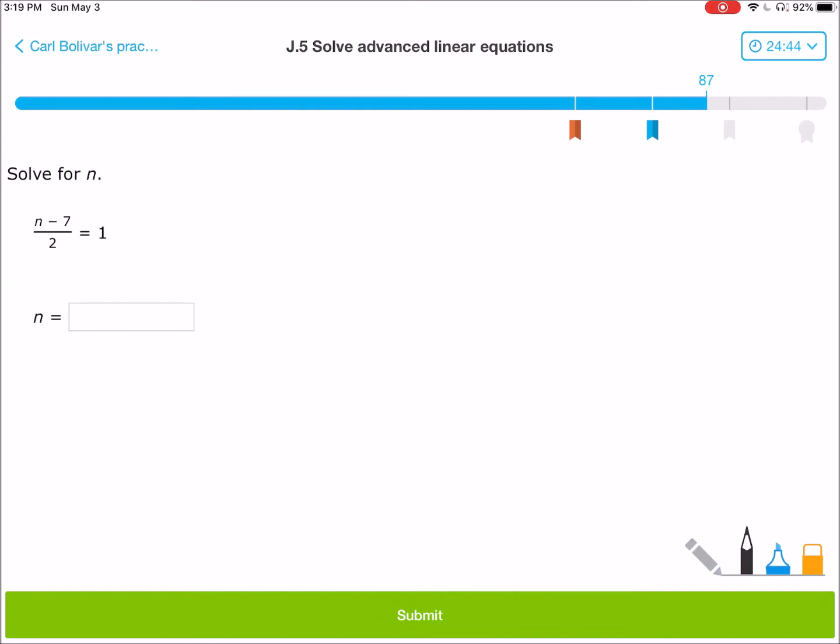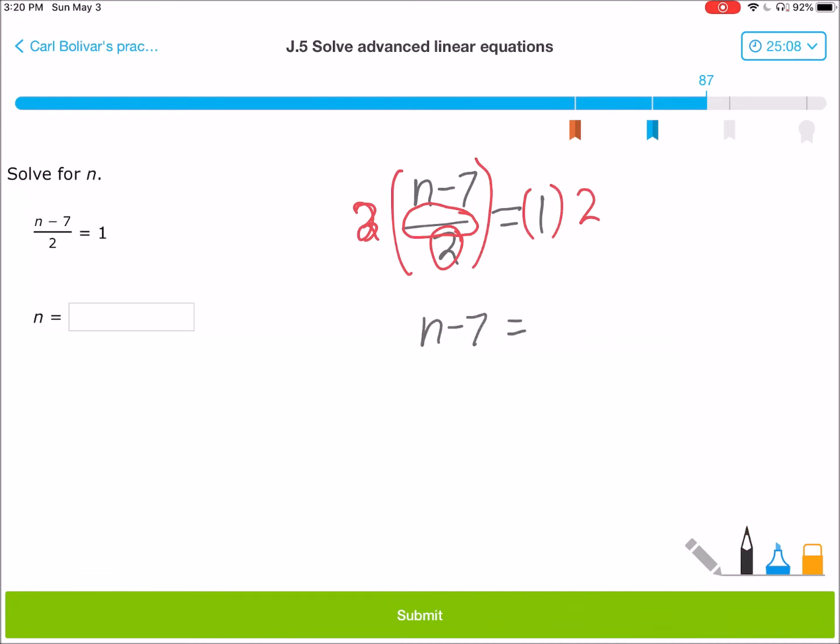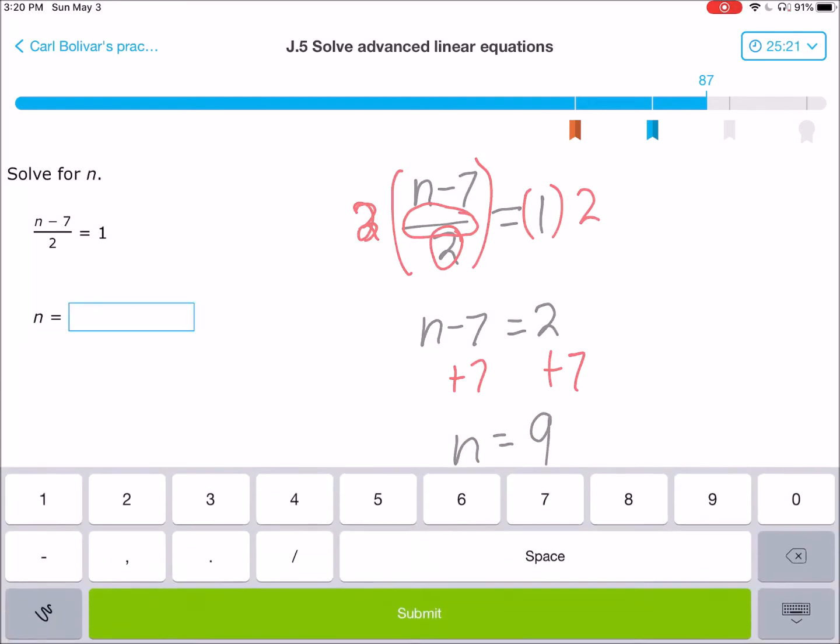Yay! Alright, this one's pretty simple as well. N minus 7 over 2 is equal to 1. Now let's take this denominator out, so let's multiply by 2, because this fraction line is division, like I explained in other videos. So let's multiply the other side by 2 as well. And this is n minus 7 is equal to 2. Now let's add 7 on each side. And this will be n is equal to 9. Alright, so our answer is 9.